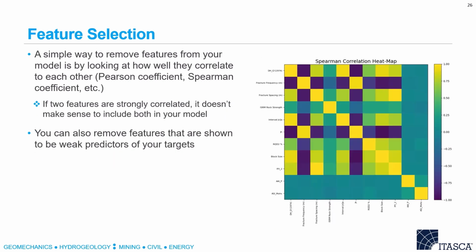A good way to start reducing the dimensionality of your model is to remove features from your model that are strongly correlated. Strong positively or negatively correlated features essentially give your model the same information and shouldn't be included together during training. Typically, you would create a heat map, like the one shown at the right, of the Pearson or Spearman coefficient between each pair of your features, and remove one feature from each strongly correlated pair. You might also want to remove features that have a very low feature importance after training your model.